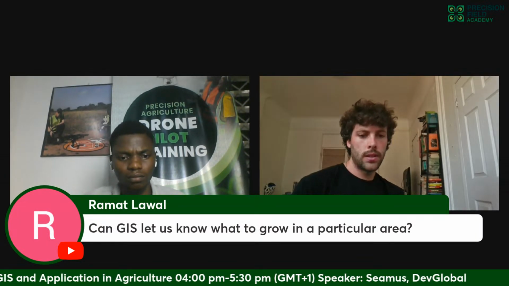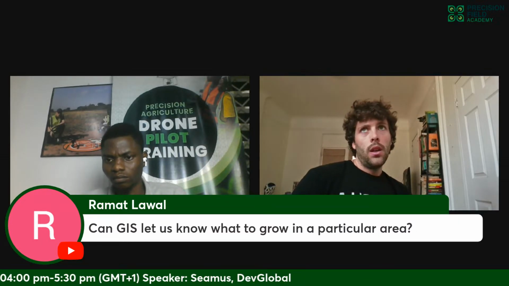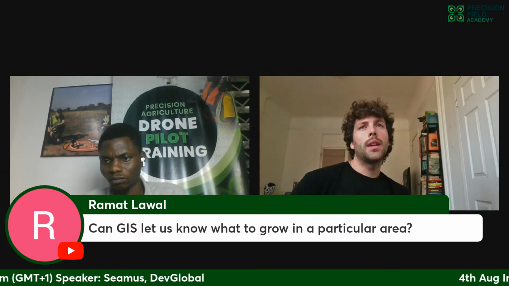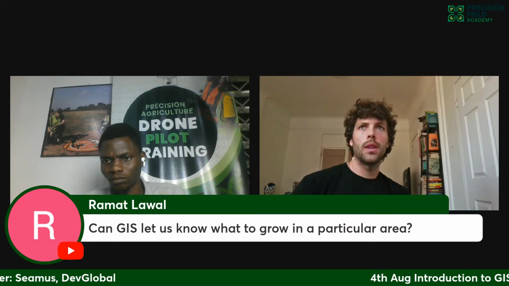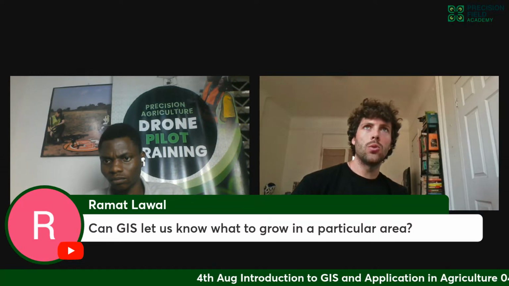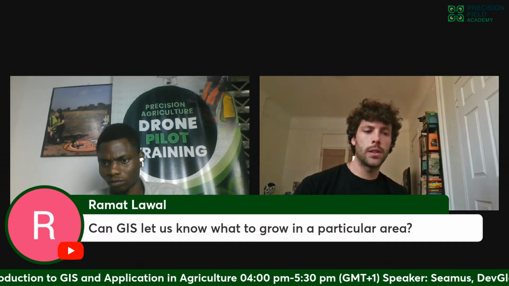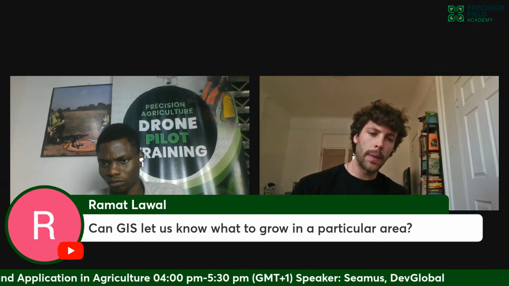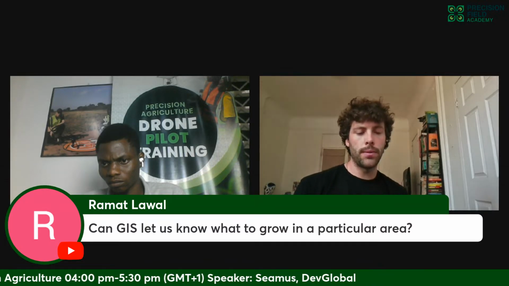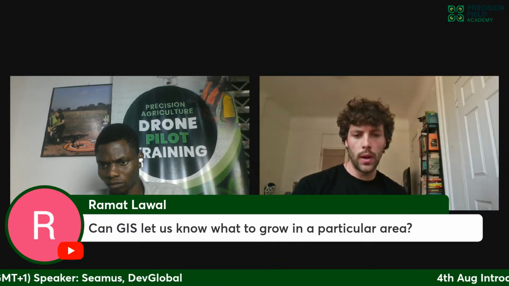Can GIS let us know what to grow in a particular area? I think it can help. I don't think that it could tell you one way or another what you should plant. Well, I think it could help you understand characteristics about the soil, the slope, and the climate, that then all influence what crop would make sense to grow in a particular area.